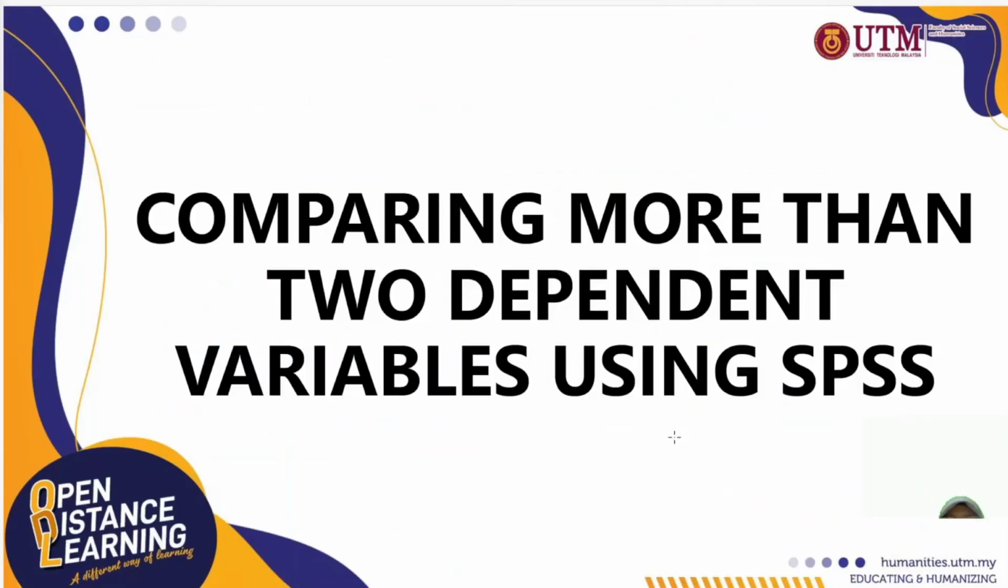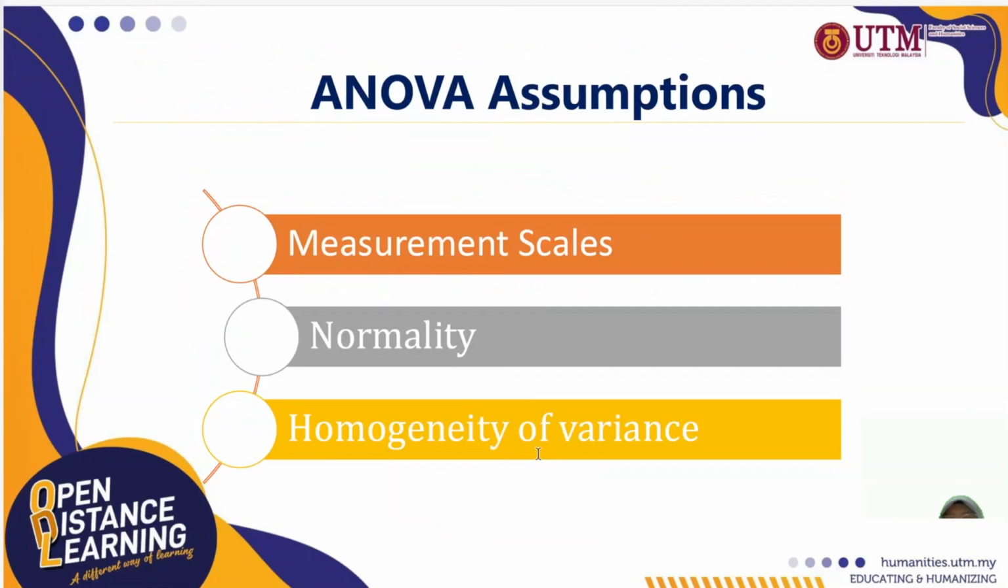Comparing more than two dependent variables using SPSS. These are the assumptions for ANOVA. So these are the assumptions, since ANOVA is a parametric test.